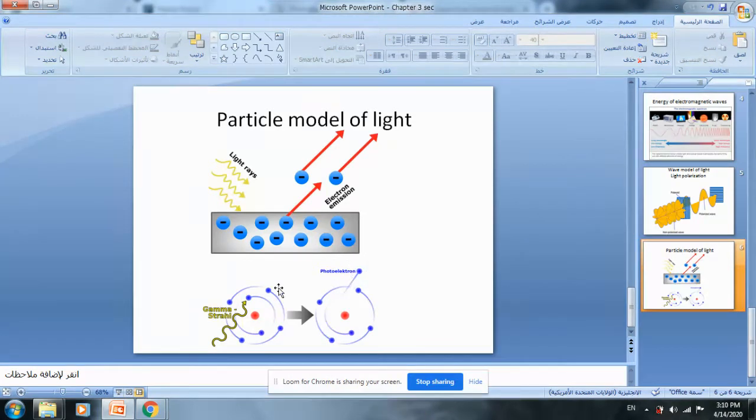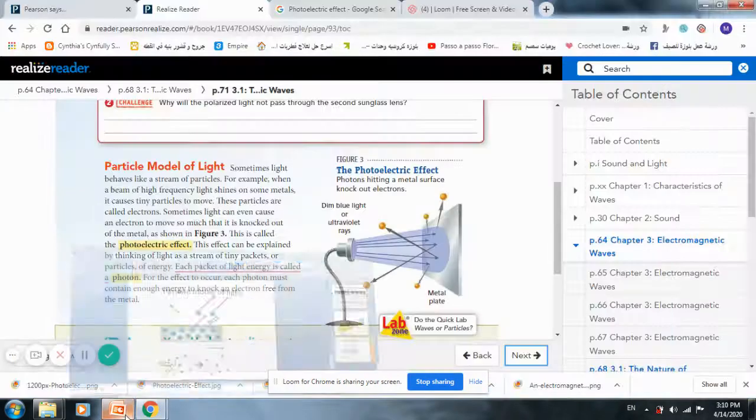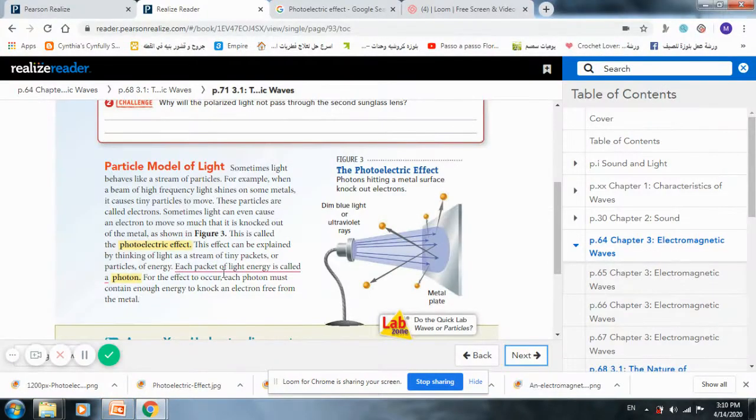This process, or this model, can explain the particle behavior of light. Okay, the particle behavior of light. Think about boys bouncing, when two things bounce against each other, and you will understand this model easily. Now let's see what we have here in your textbook.